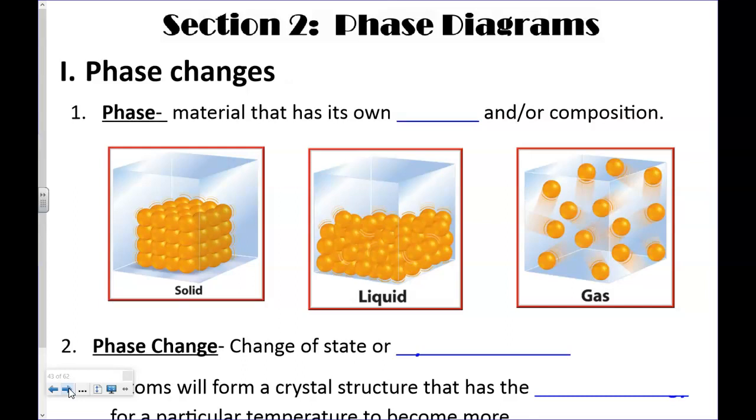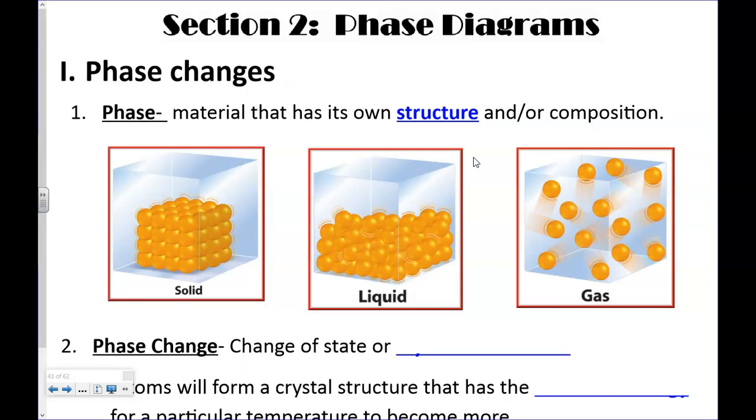So what is a phase change? Well, before we talk about phase changes, maybe we should talk about what is a phase. You've always used states of matter. What about phase of matter? A phase of matter is when the material has its own structure and/or composition. And that's where structure really comes into play when we talk about solid, liquid, and gas, because that is how the atoms are related to each other.